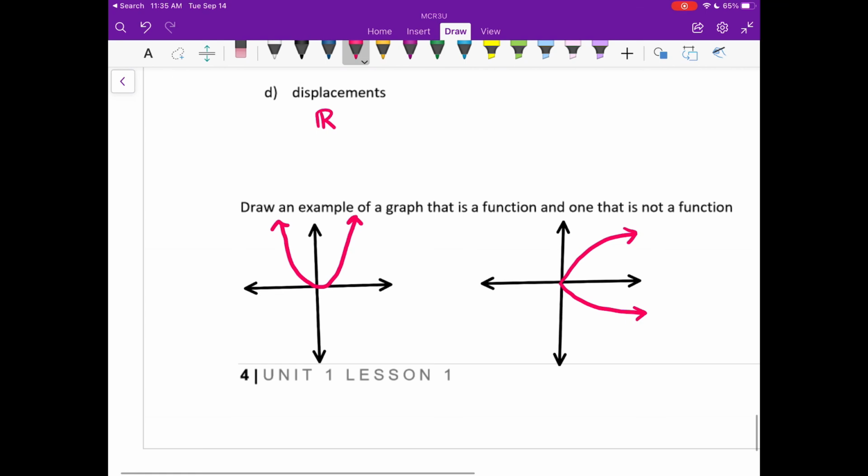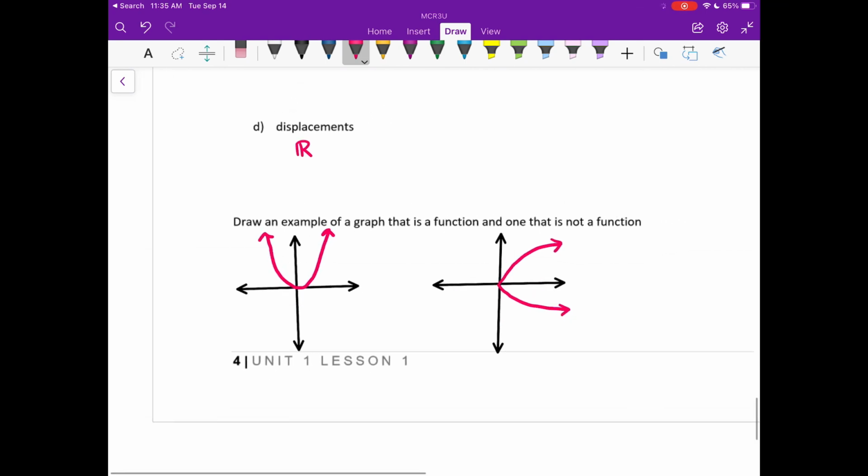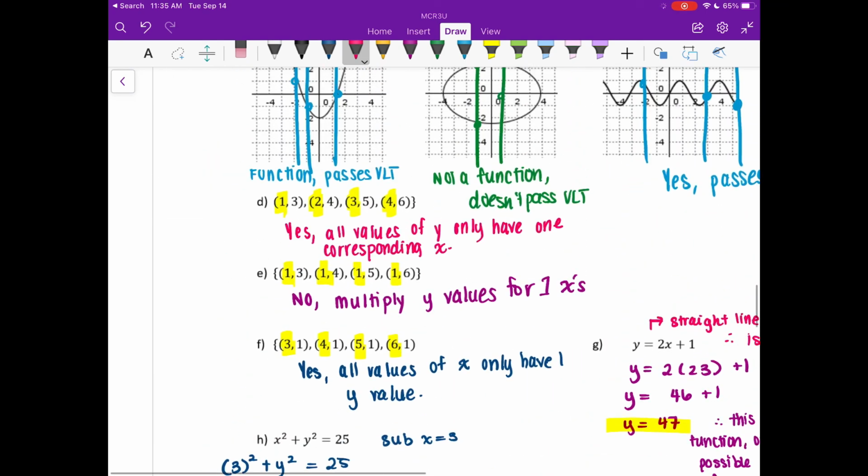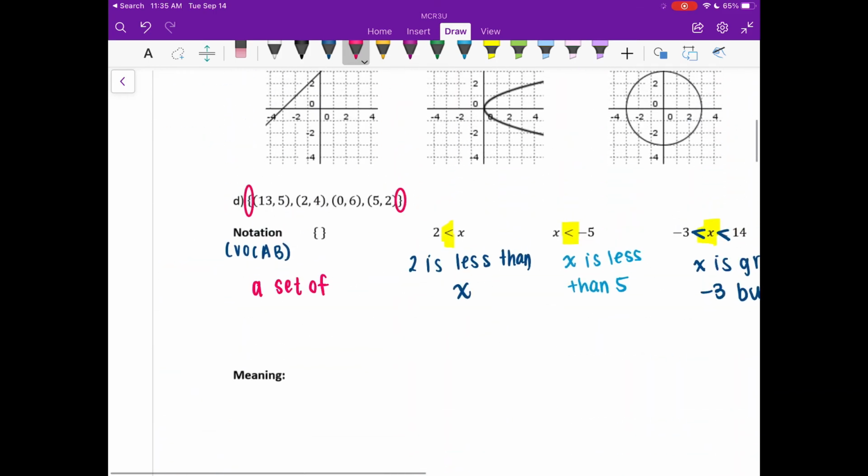Okay? So that is it for Unit 1, Lesson 1. The homework, there is none for this one, and that's it.